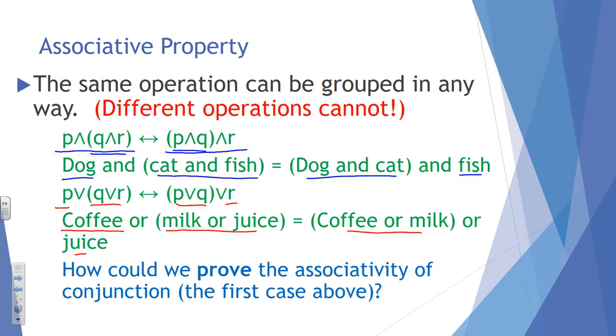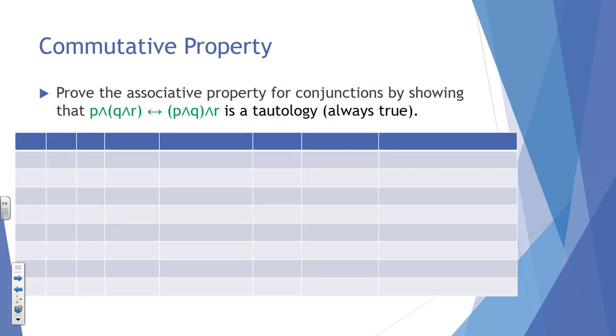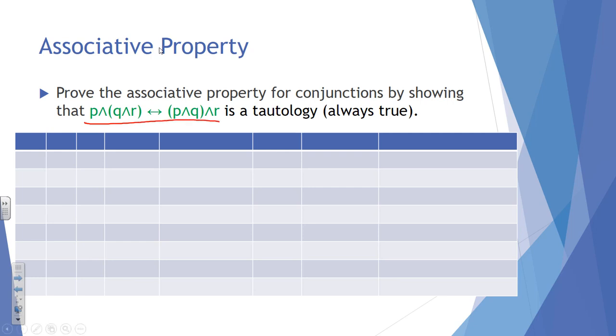So how would you go about proving the associativity? How would you go about proving the associative property for conjunctions? That is to say, our first case. You got it. We're going to do a truth table. So let's build a truth table to show that the associative property for conjunctions yields a tautology. Before we do that, why don't you see if you can do this on your own. Pause the video, create that table, and see if you can create a column that is always true, making the biconditional of the left side and the right side statements equivalent. Unpause the video when you want to see the solution.